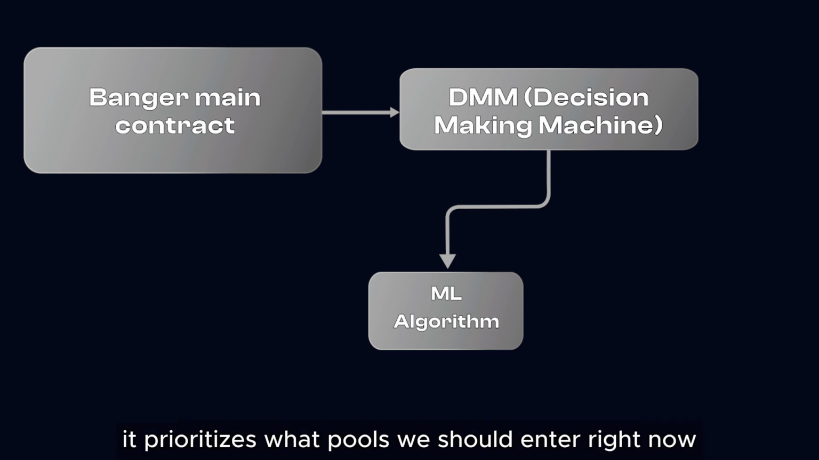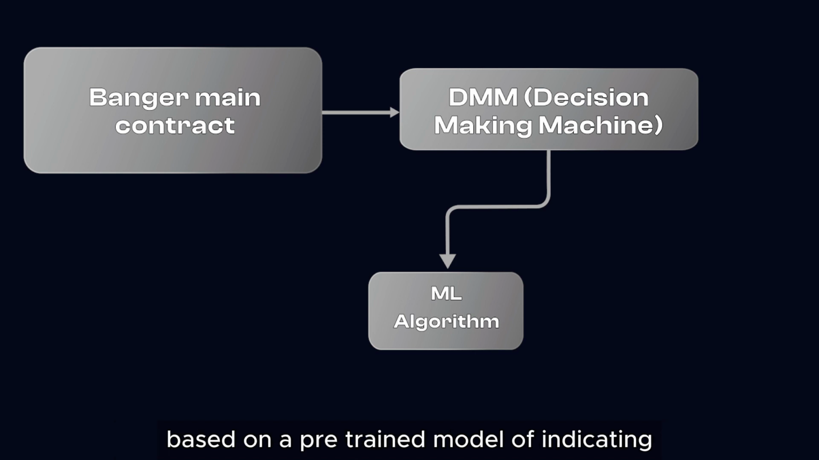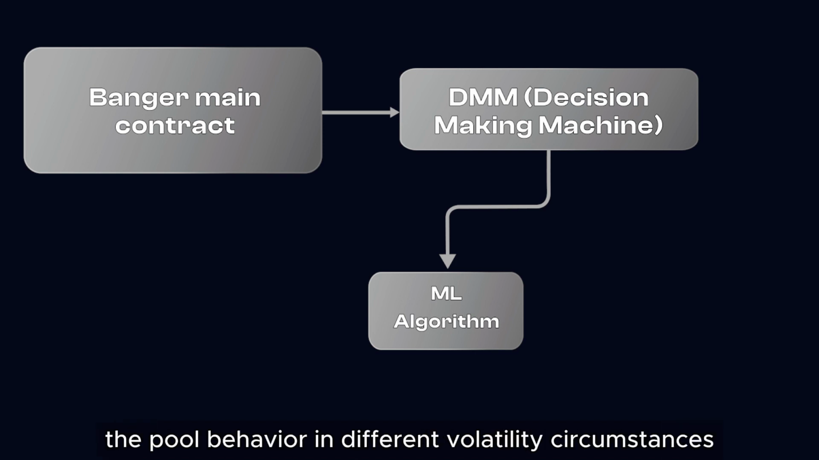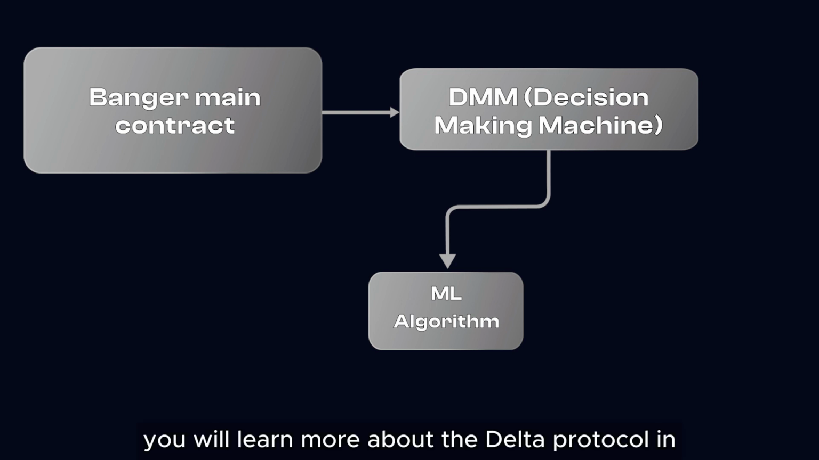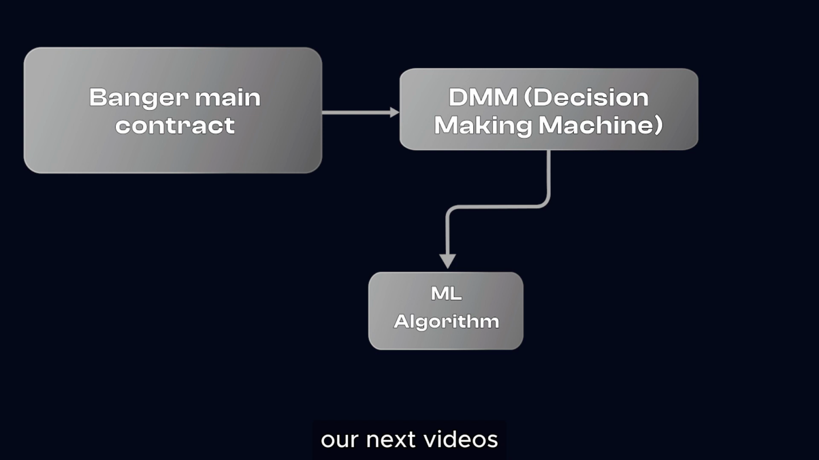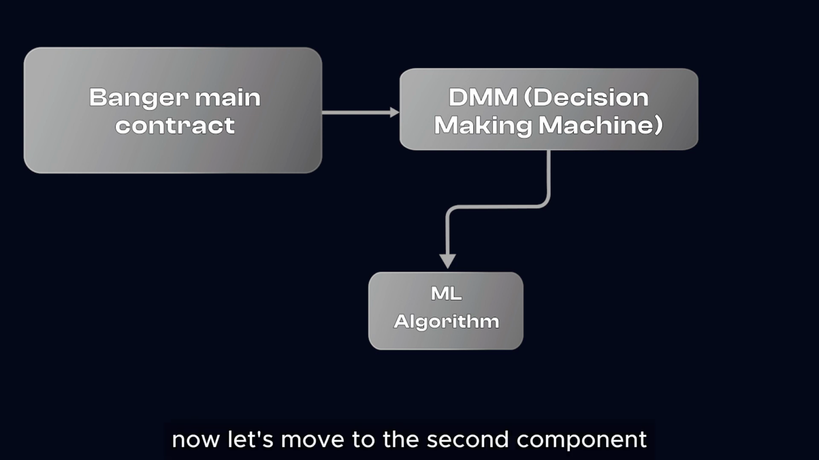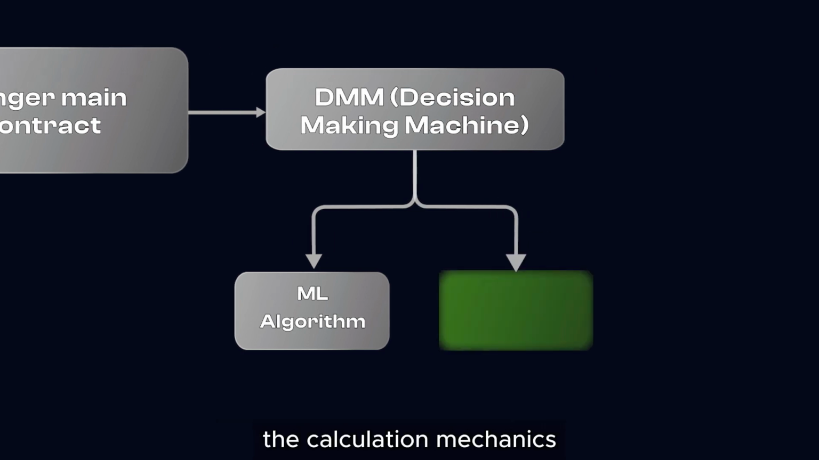It prioritizes what pools we should enter right now based on a pre-trained model indicating the pool behavior in different volatility circumstances. You will learn more about the Delta Protocol in our next videos. Now let's move to the second component, the calculation mechanics.